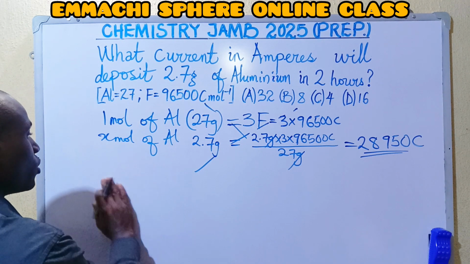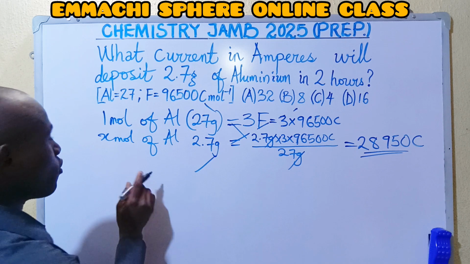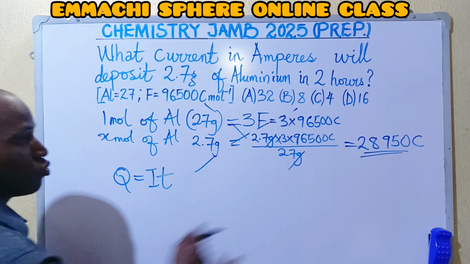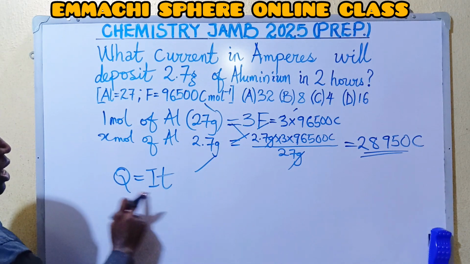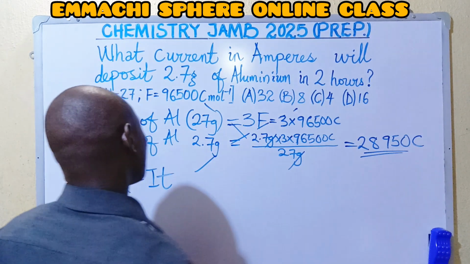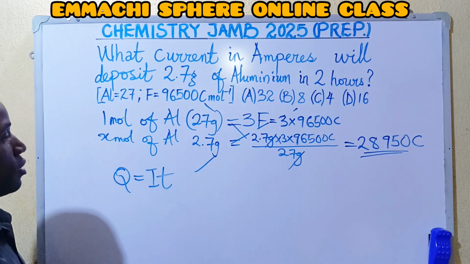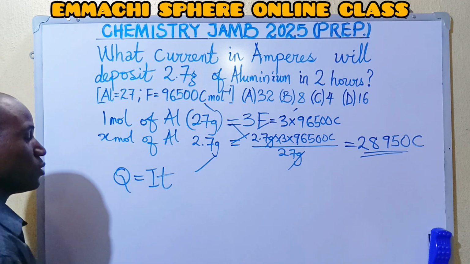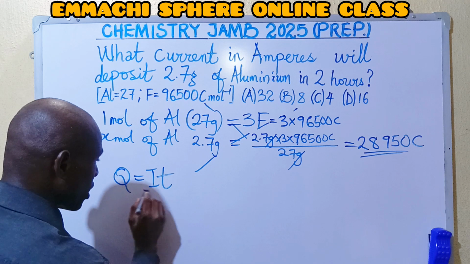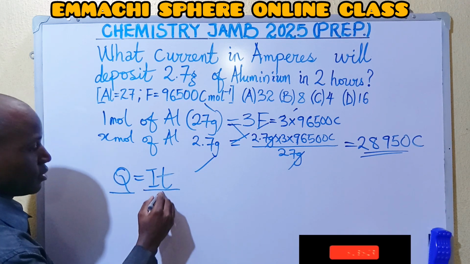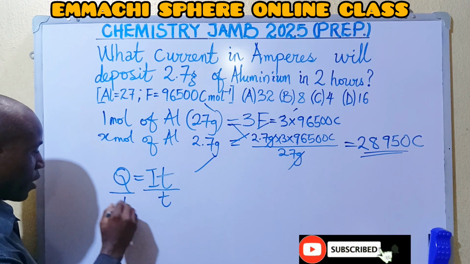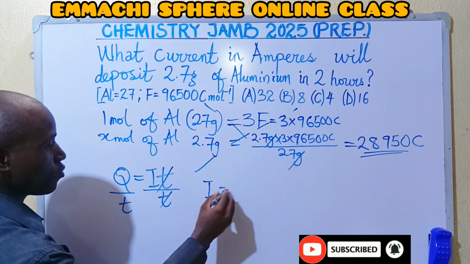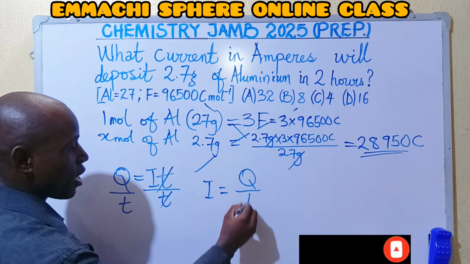Now we go further to employ the formula Q is equal to IT. Where there is Q, this is the value, the quantity of electricity, and the time is also given to us as 2 hours. Then we look for the current in amperes. Now we can make current the subject of the formula. Making it the subject means we are dividing through by T, which is the coefficient of current here. Cancel T, therefore, current is equal to Q over T.